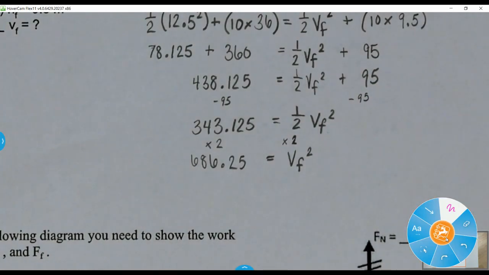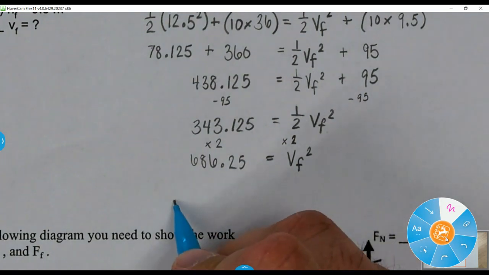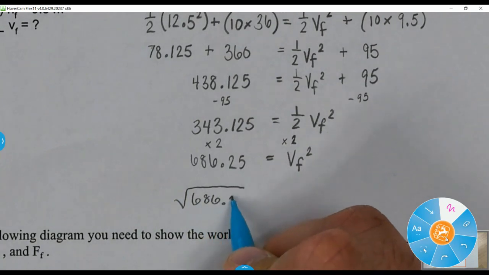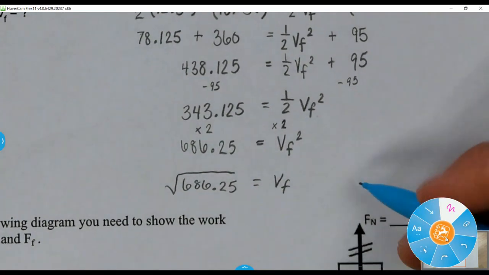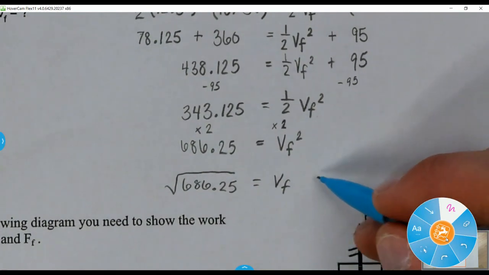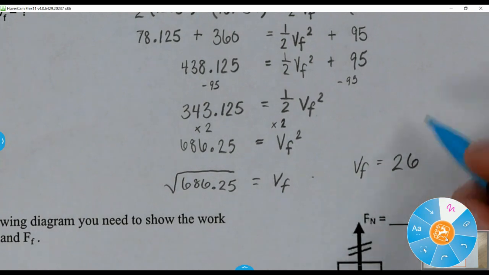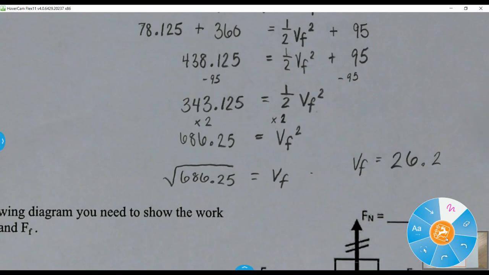Beautiful. Almost there. Guys, how do you get rid of a square? Very good. You have to square root. So you're going to square root this number, and that will equal VF. All right, so we type it into our calculator, and that value comes out to be VF equals 26.196 or whatever, so we can round that up to 26.2, and the unit for velocity, meters per second.